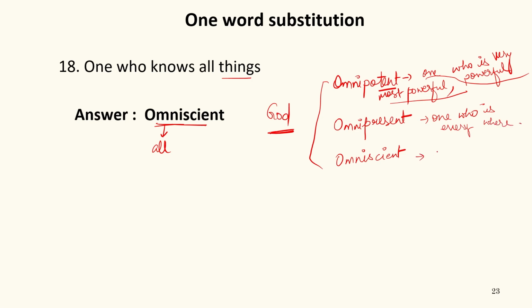Now, omniscient, one who knows all the things that we have read here only. So this is called omniscient. We say that God is omnipotent, omnipresent, and omniscient because He is the most powerful, He is everywhere, and He knows everything.